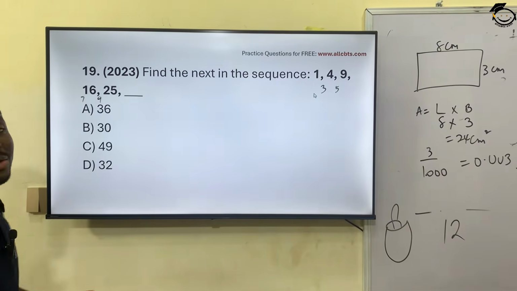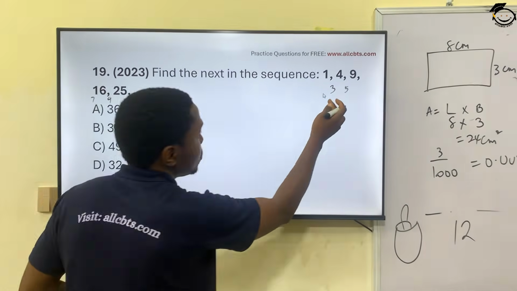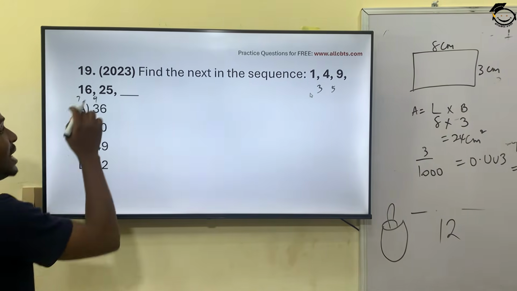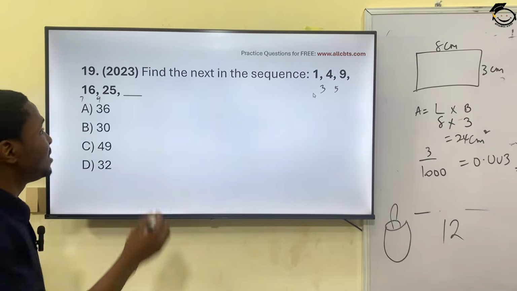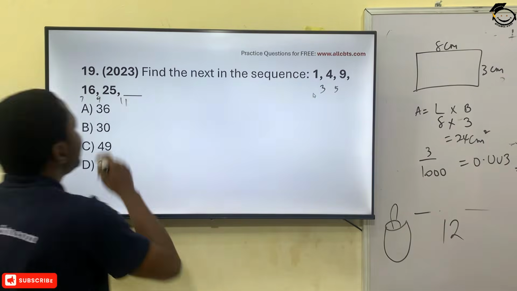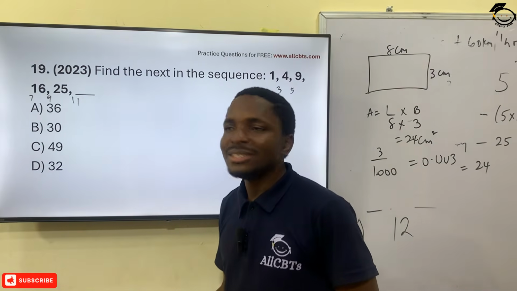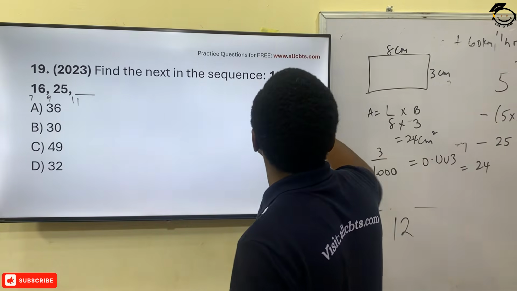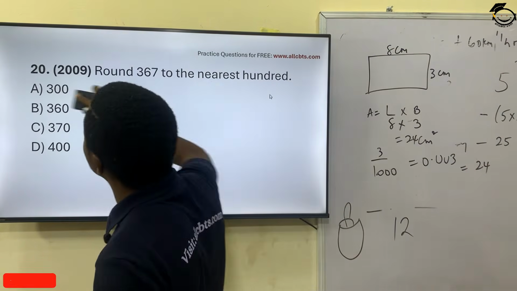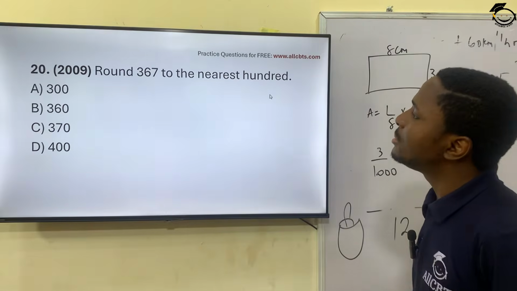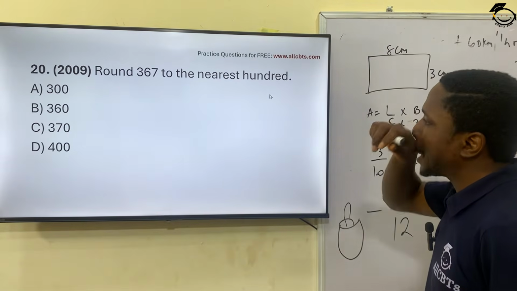So what will the next number be? Since we look at the sequence, 3, 5, 7, 9, the next one will be 11, right? So 11. 25 plus 11 will now be what? 36. Is that correct? Definitely yes, it is correct. So let's move to the next question. 20. Round 367 to the nearest 100.